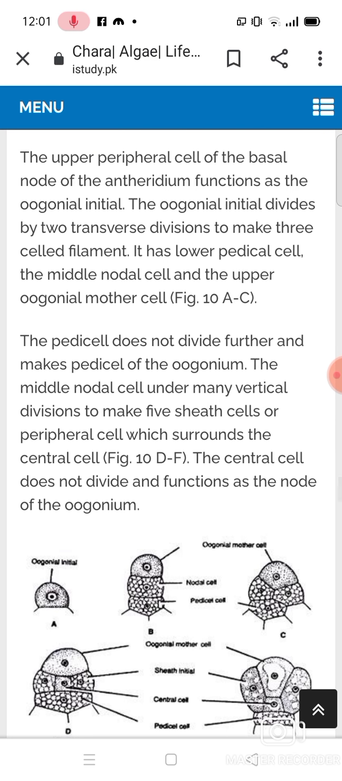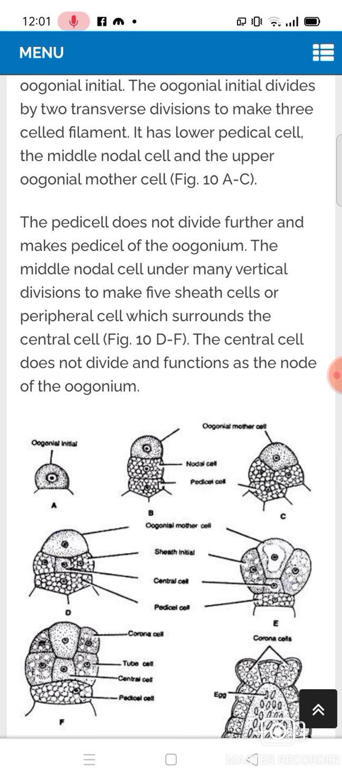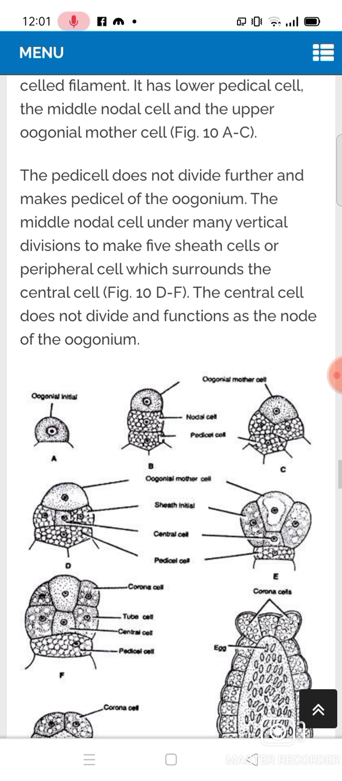Now the basic function is of the oogonial mother cell, which will further convert into oogonium. The pedicel cell, just like in the antheridium, will not divide further and makes the pedicel, the stalk-like structure of the oogonium. The middle nodal cell undergoes many vertical divisions to make the 5 sheath cells, or the peripheral cells, which surround the central cell.